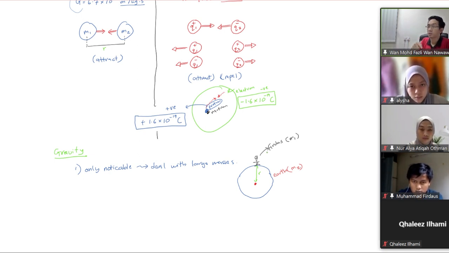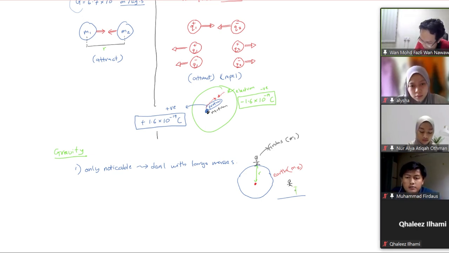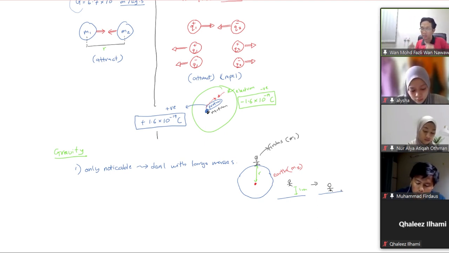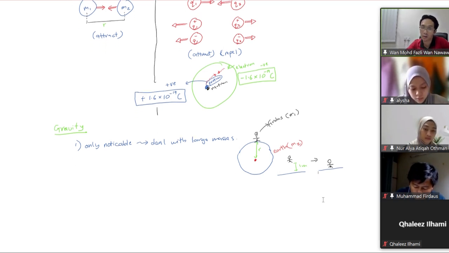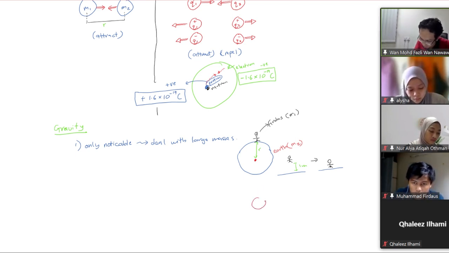If Firdaus tries to jump on Earth, at most he can jump maybe 1 meter, and then he will go back down to the Earth because of this gravitational pull. The Earth is that big, but if Firdaus goes to the Moon, the Moon is smaller than the Earth. This is not to scale, but you get the idea.